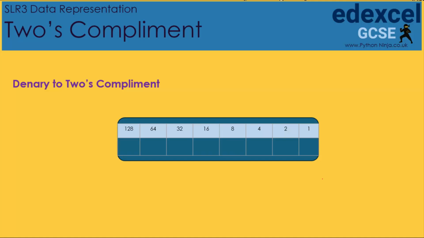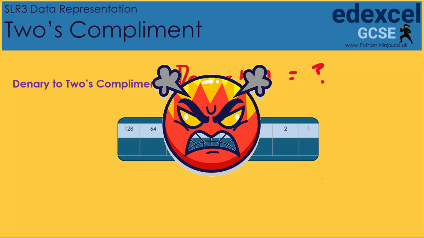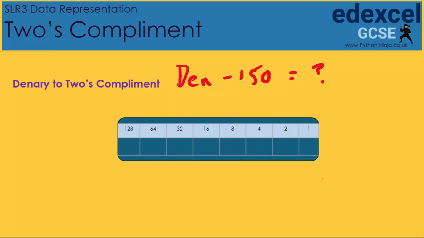Okay, let's do another one. So we've only got 8 bits, so let's work out what denary minus 150 is as an 8-bit signed integer binary number. Okay, now this is actually, don't pause it, this is actually a trick question, because what is the highest negative number that we can generate with 8 bits signed integers?